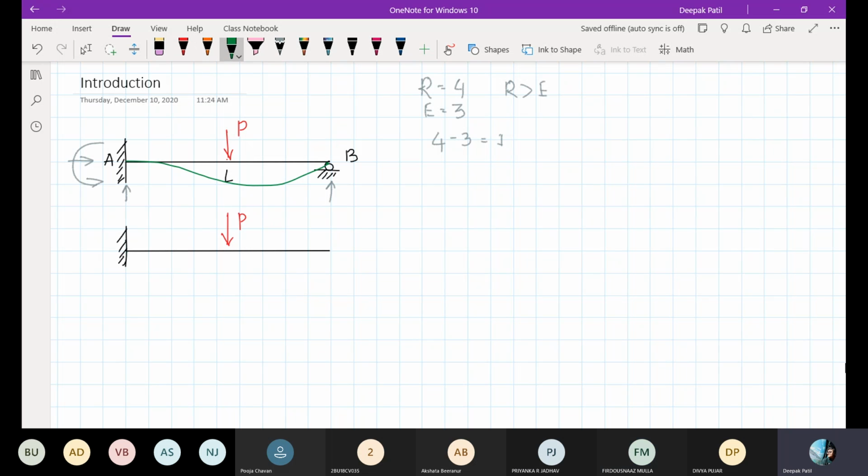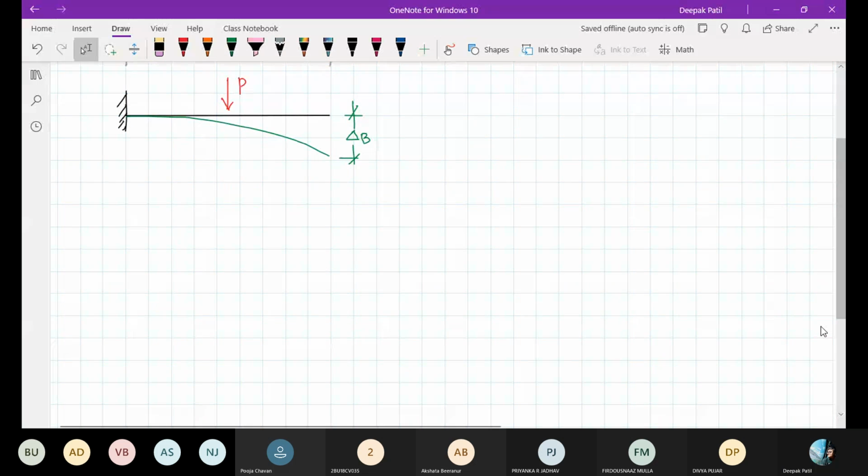Now how will the deflection be? The deflection will be something like this. Do you agree? Yes. Now let me call this deflection delta B. Now I will draw the same beam once again.